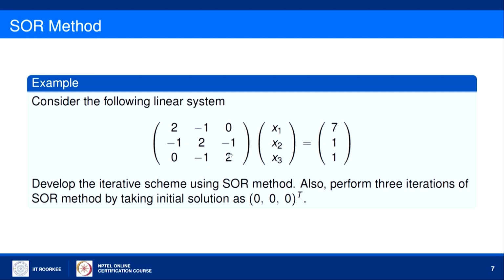So, this is the coefficient matrix A multiplied with the column vector of unknown variables x1, x2, x3, equal to the right hand side vector B as 7, 1, 1. Develop the iterative scheme using the successive over relaxation method. Also perform 3 iterations of this method by taking an initial solution as 0, 0, 0. So, x1 is 0, x2 is 0 and x3 is 0.